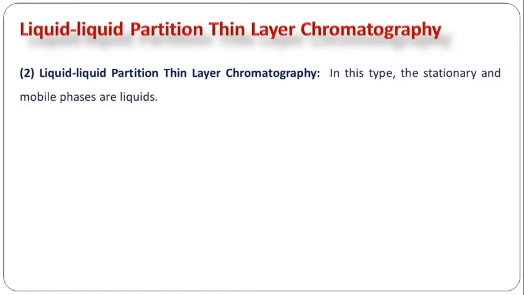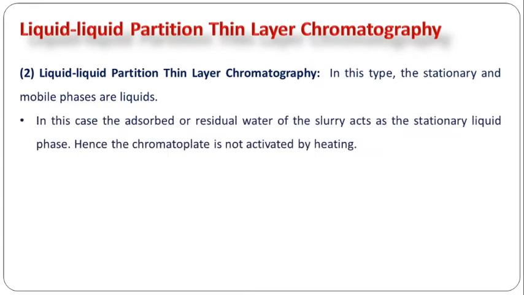Now next we will see liquid partition thin layer chromatography. In this case TLC acts as a partition type of chromatography. Liquid acts as a stationary phase as well as a mobile phase. So in this type, the stationary and mobile phases are both liquids. The adsorbed or residual water of the slurry acts as a stationary phase, and hence the chromatoplate is not activated by heating.